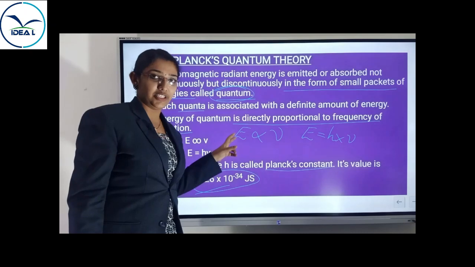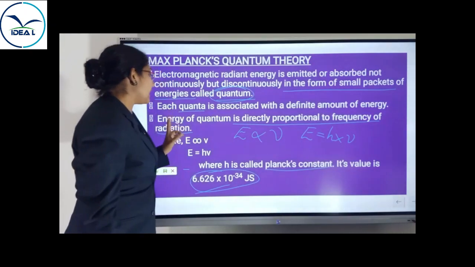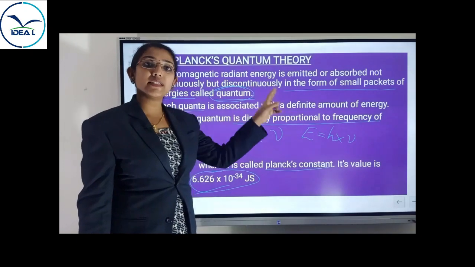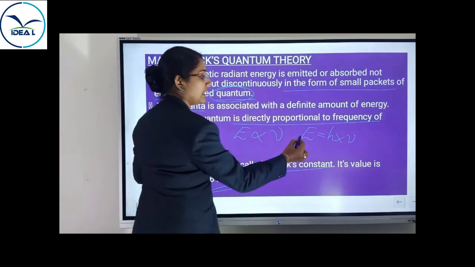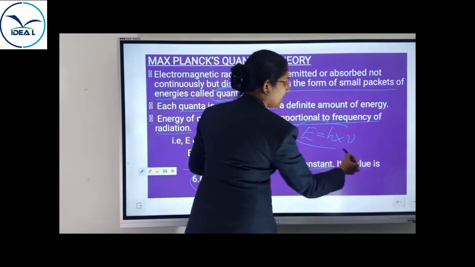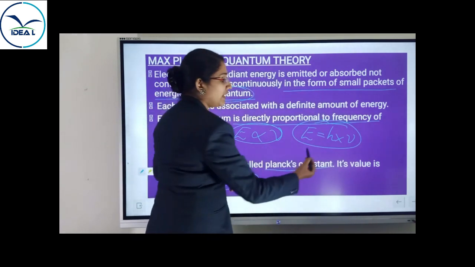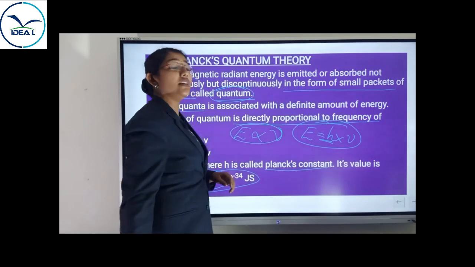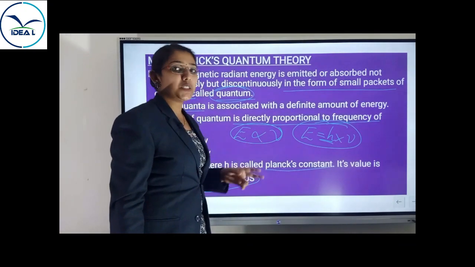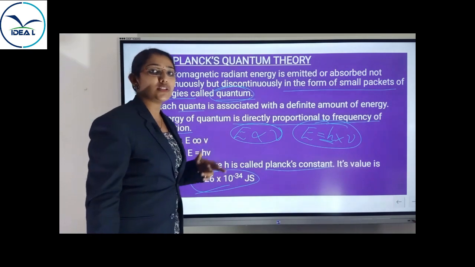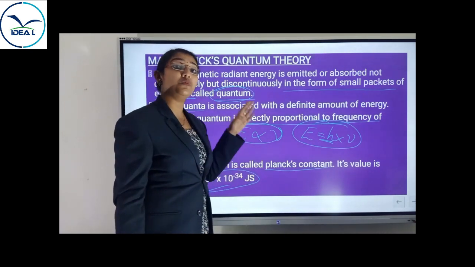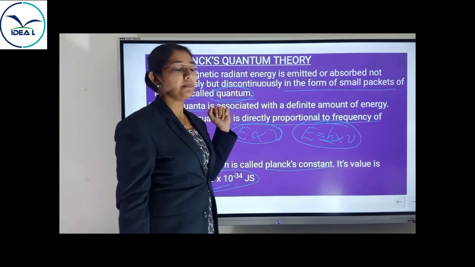And next is the relation. The energy of a quantum is directly proportional to the frequency of radiation. Here the mathematical expression is E proportional to nu, that is E is equal to H into nu, where H is a constant known as Planck's constant, and its value is 6.626 into 10 raised to minus 34 joule second. This is Planck's quantum theory, which is very, very important.